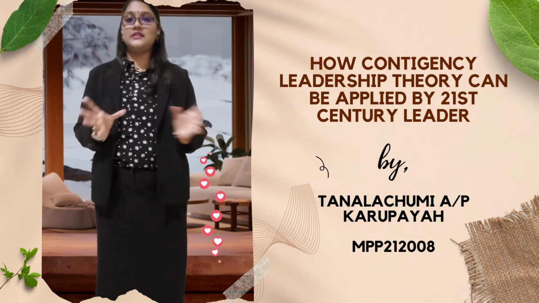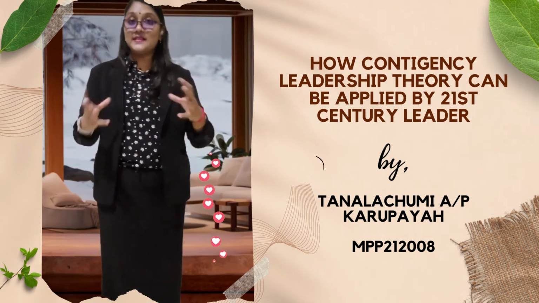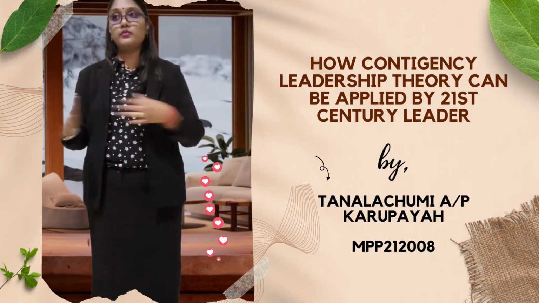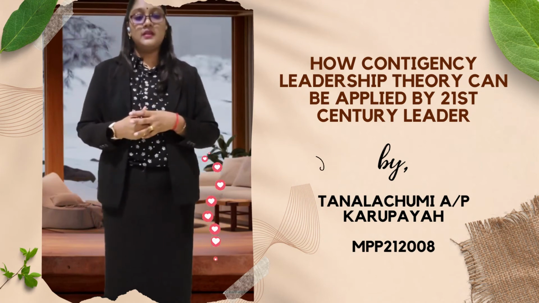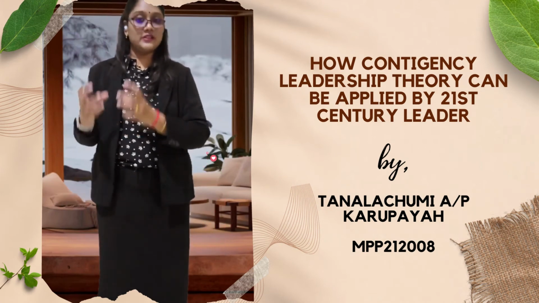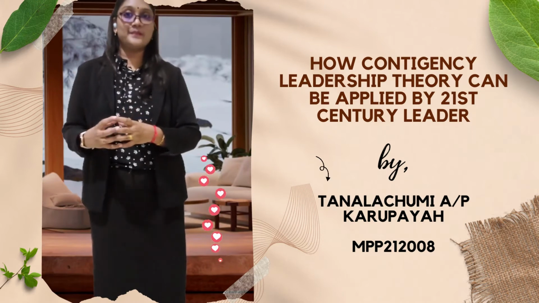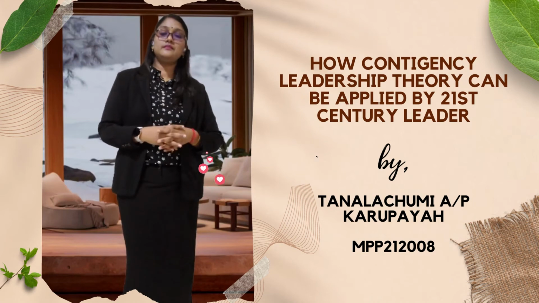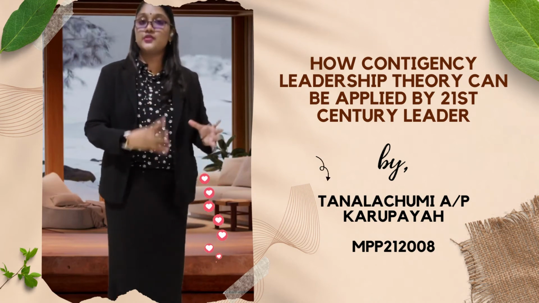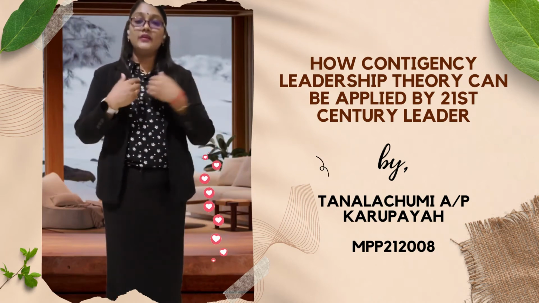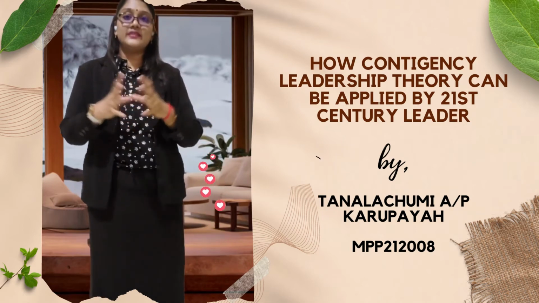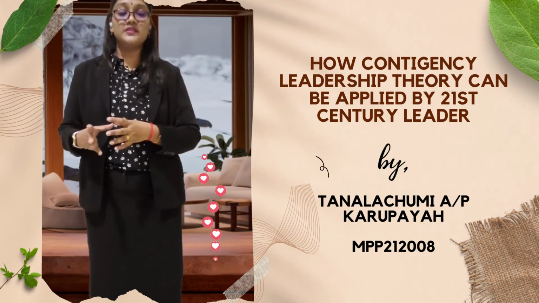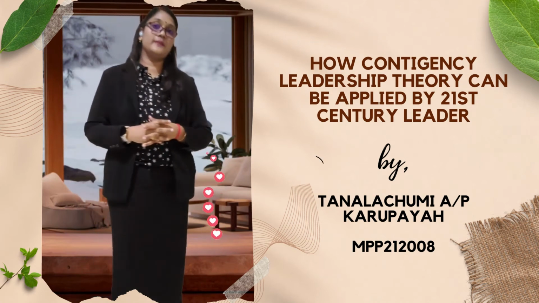Secondly, we assess the situation. How do we assess the situation? We look at our relationship with the follower, whether we have a good or poor relationship. Next, we look at the task itself, whether it's well structured or not structured. And third, we look at the power that we have as a leader. By assessing these three variables along with our leadership style, Fiedler has created a layout to decide whether we are in a favorable or unfavorable situation.